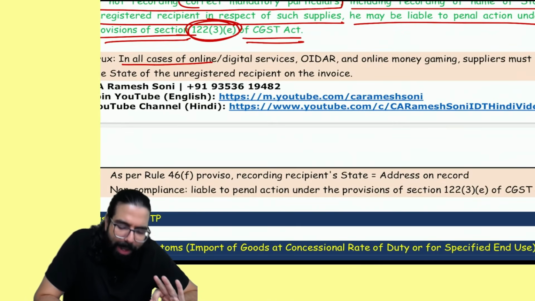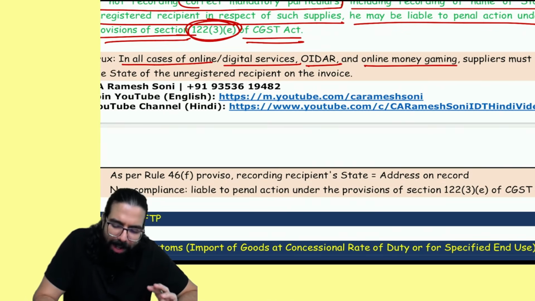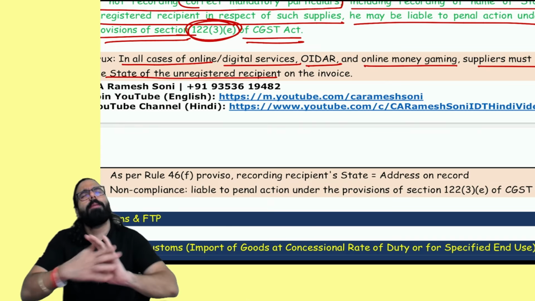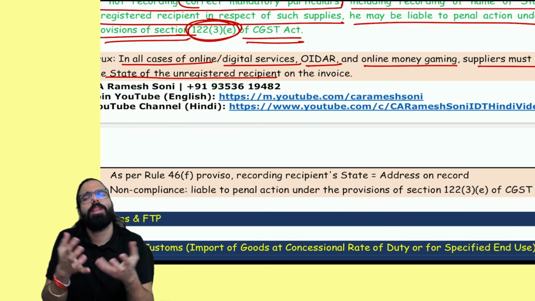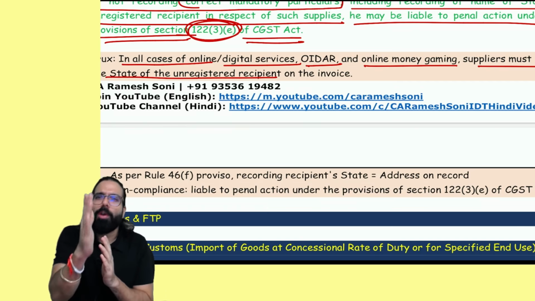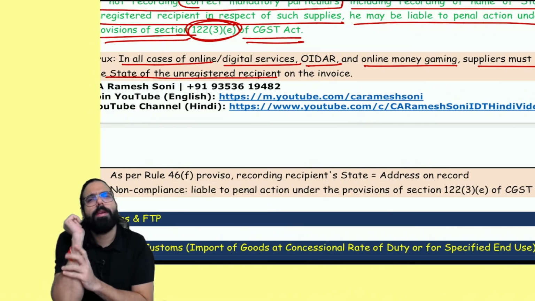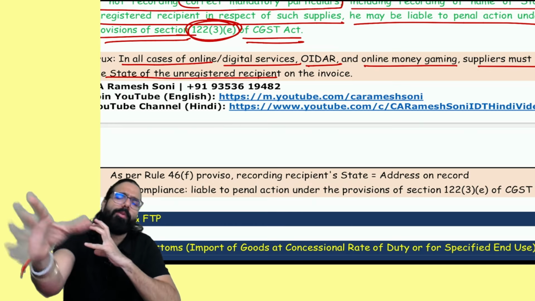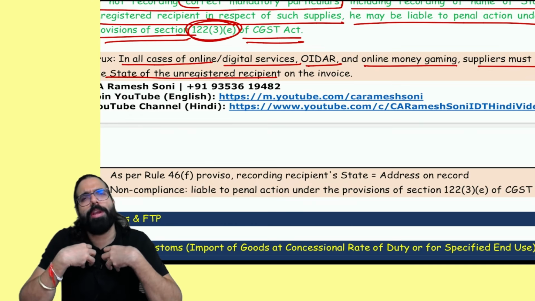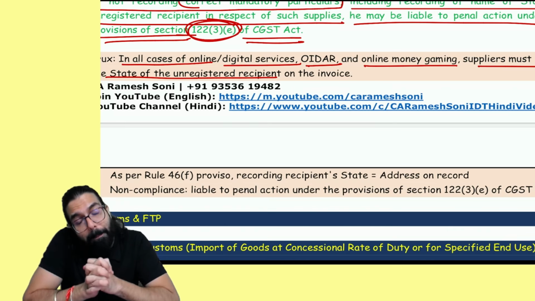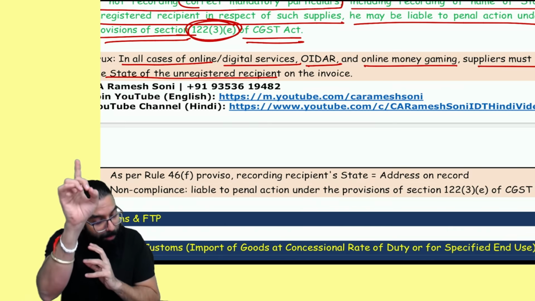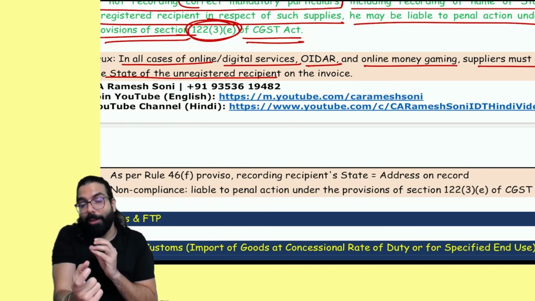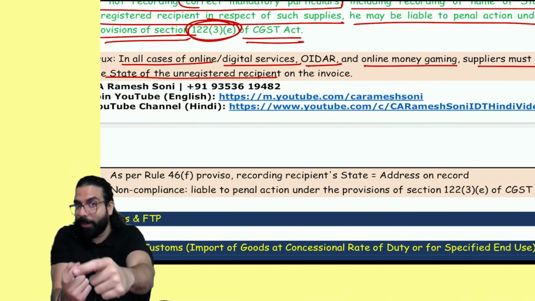Sir, in case of online digital service, OIDAR service, online money gaming, the supplier must record the state of the unregistered recipient. See, if the amount is less than 50,000, we generally don't record the address. But if you are supplying online services, through an e-commerce platform or using your own platform to provide the service, for example, me, Ramesh Soni, selling my ebooks, then I must mention you are the unregistered person. Even if the value is less than 50,000, I must mention the name of your state, and that will be your address in my books of account, and that will become the place of supply.